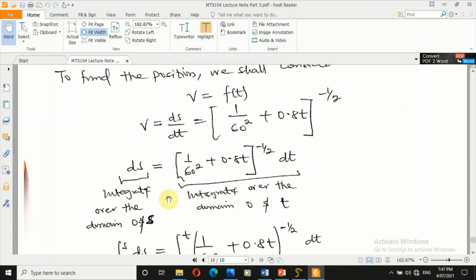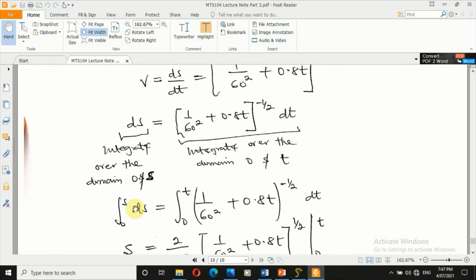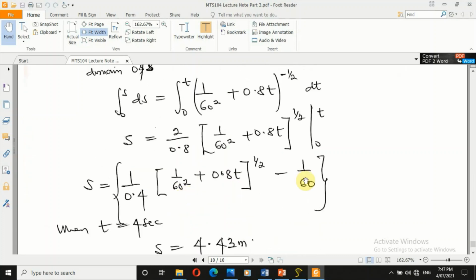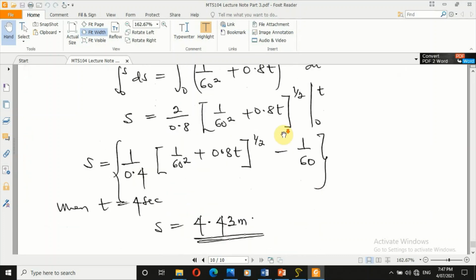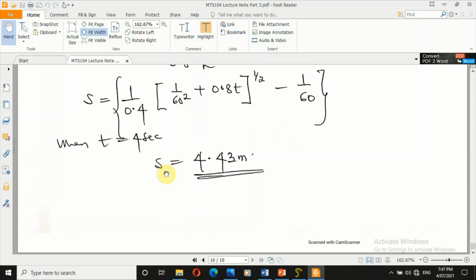So let's integrate. Remember that the initial time is 0, but we don't know the final time. What about the displacement? We know the initial time to be 0, we don't know the final time. So you integrate both sides. When you integrate, you see that you have the displacement to be 4.43 meters. Thank you very much. Here we shall come to the end of the third part.